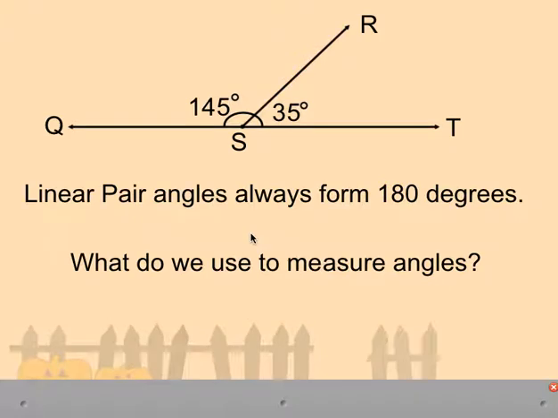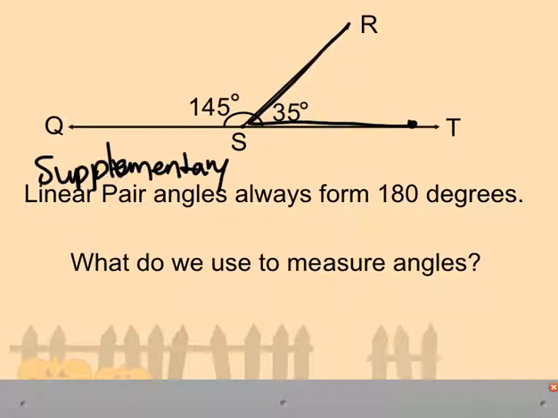Now, sometimes these get paired up. We call these either linear pairs or supplementary angles. Supplementary, they always form 180 degrees. So in this case, if we have TSR, that's 35, and QSR, it's 145, those will add up to 180. So we have a linear pair or supplementary angles.